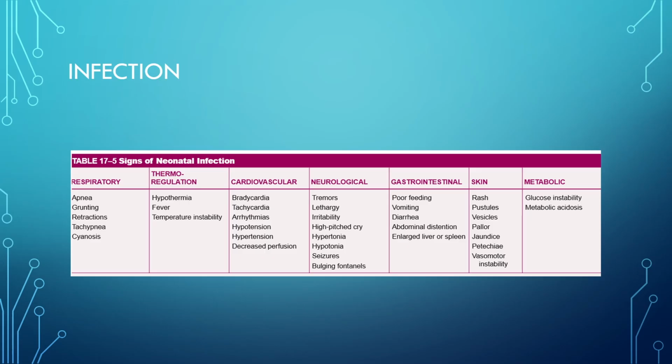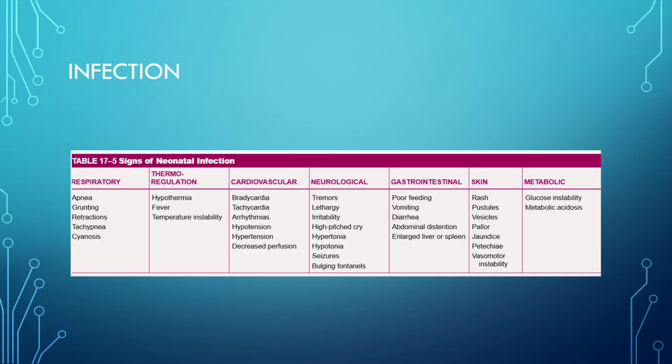For their GI system, they could have poor feeding, vomiting, diarrhea. They might have a distended abdomen. Their liver or their spleen might become enlarged. If you're looking at their skin, they might develop a rash or pustules, pallor, jaundice, petechiae. And then for their metabolic system, you might notice glucose instability, metabolic acidosis.